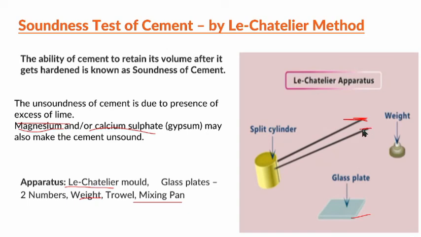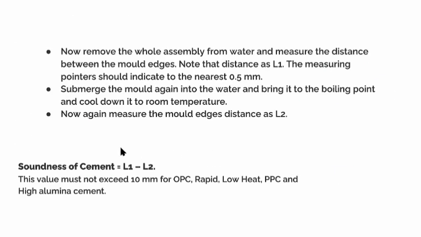After measuring the distance, we find that this distance has increased due to expansion of the cement or increase in the volume of cement. The soundness of cement should be L2 minus L1, where L2 is the final length. The L2 minus L1 should not be more than 10 mm for OPC, rapid hardening cement, low heat cement, PPC and high alumina cement.